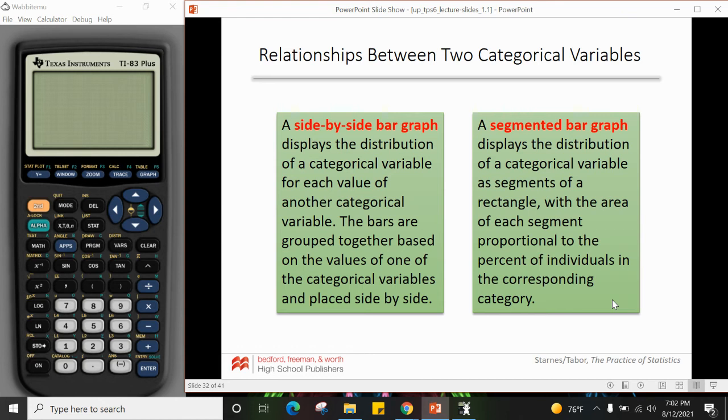So there's a couple ways to show this besides that two-way table into a graphical representation, and we're going to use a variation of the bar graph. There are two types. A side-by-side bar graph displays the distributions of a categorical variable for each value of another categorical variable. The bars are grouped together based on the values of one of the categorical variables and placed side by side. A segmented bar graph displays the distribution of a categorical variable as segments of a rectangle, with the area of each segment proportional to the percentage of individuals in the categorical portion category. I think it's easier just to see these than to describe them.